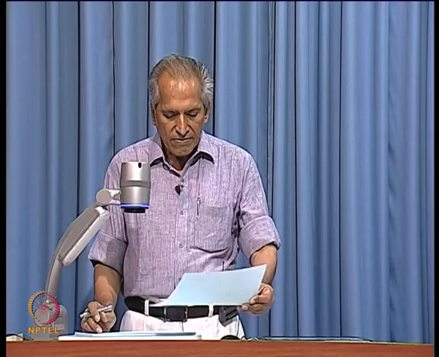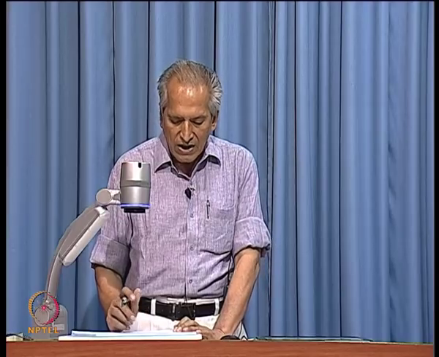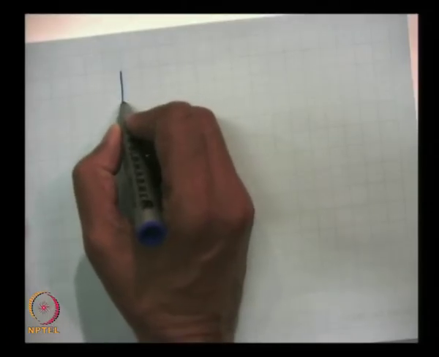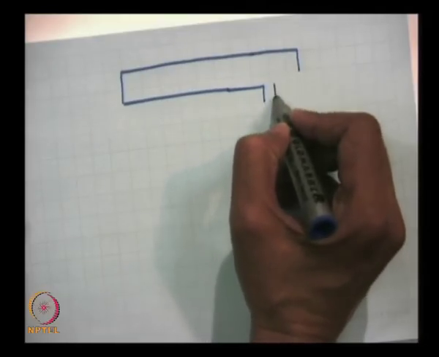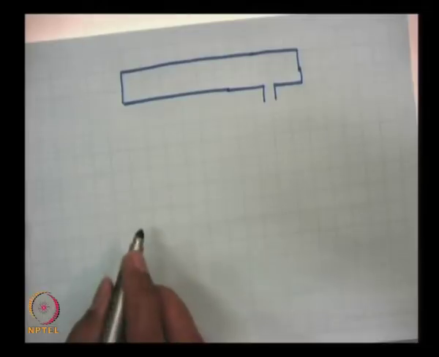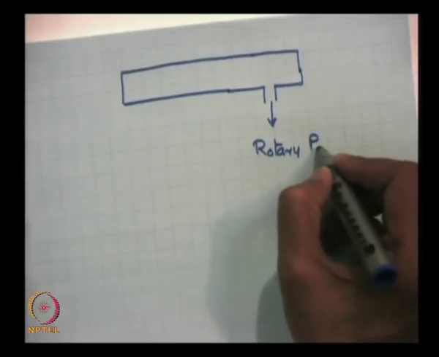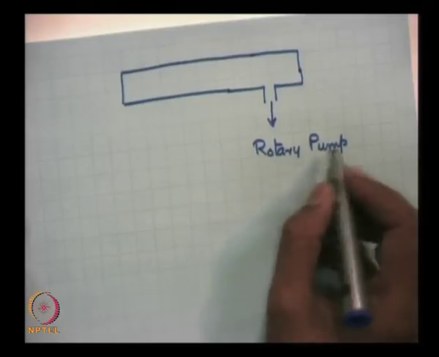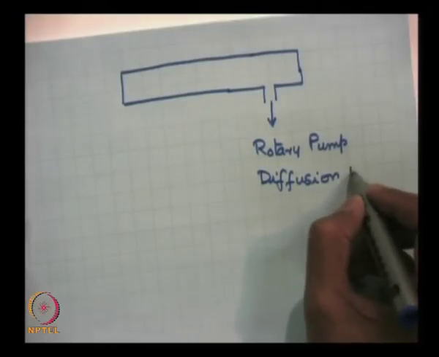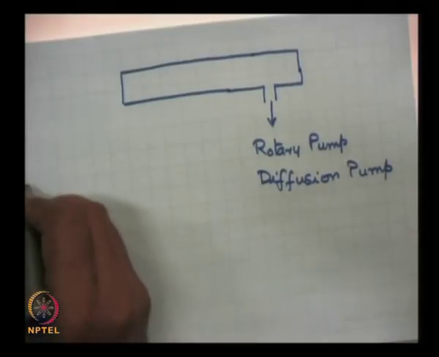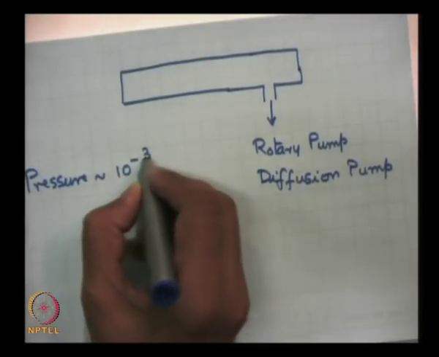An even simpler scheme one can employ in the laboratory to produce a plasma is called discharge, either DC discharge or RF discharge. The scheme is simple. You consider a tube, typically of length of the order of a meter, and then you have a vacuum pump to create a vacuum in the interior. For this you use a combination of a rotary pump backed by a diffusion pump, and these two can give you a pressure of the order of 10 to the power minus 3 torr.